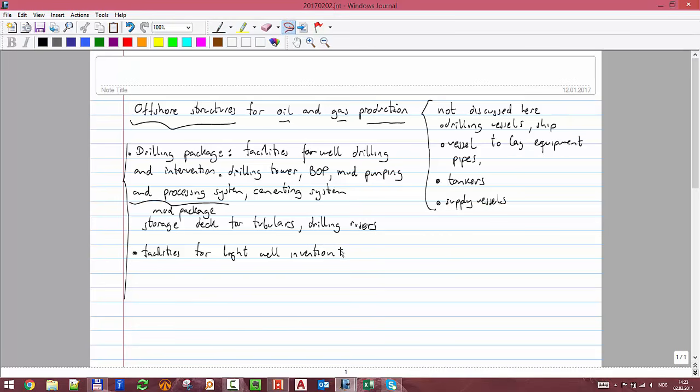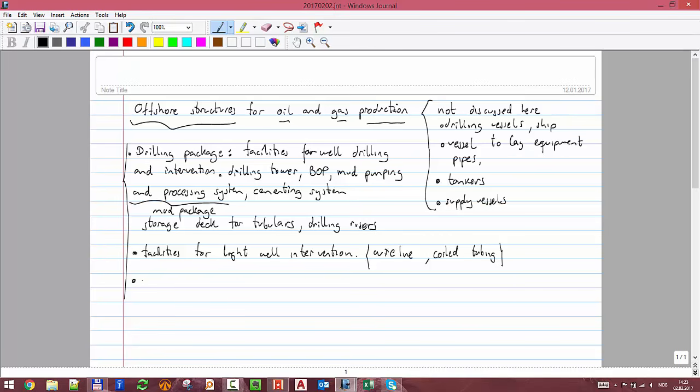Not invention, but intervention. Okay. Wireline, coil tubing. If we need to make some intervention in the well, but we don't have to take out the tubing, okay, we don't have to make a full intervention, we can do it through the Christmas tree.